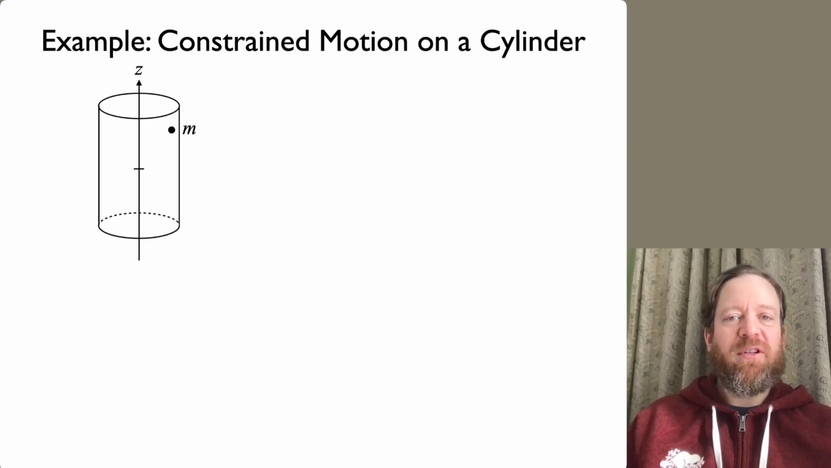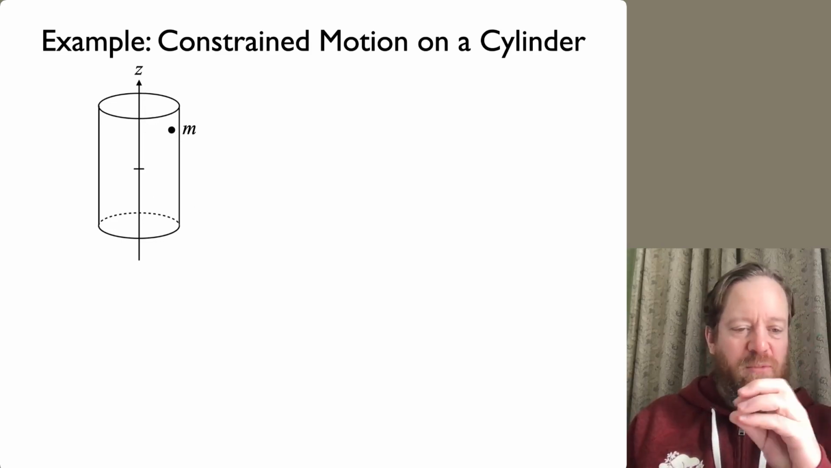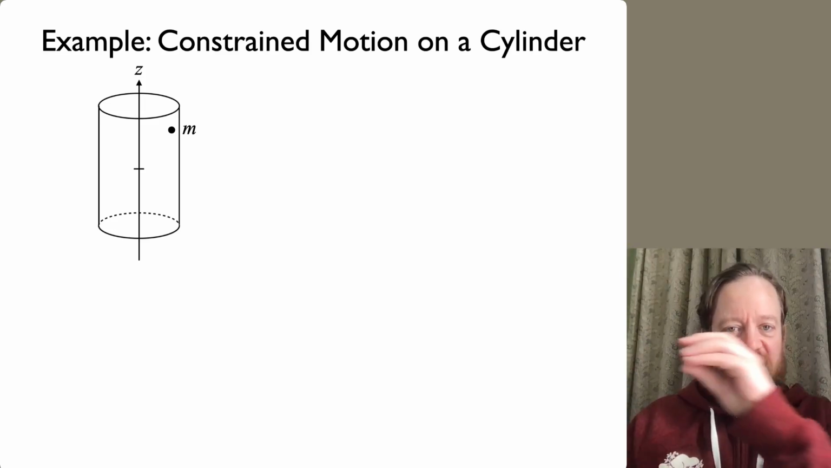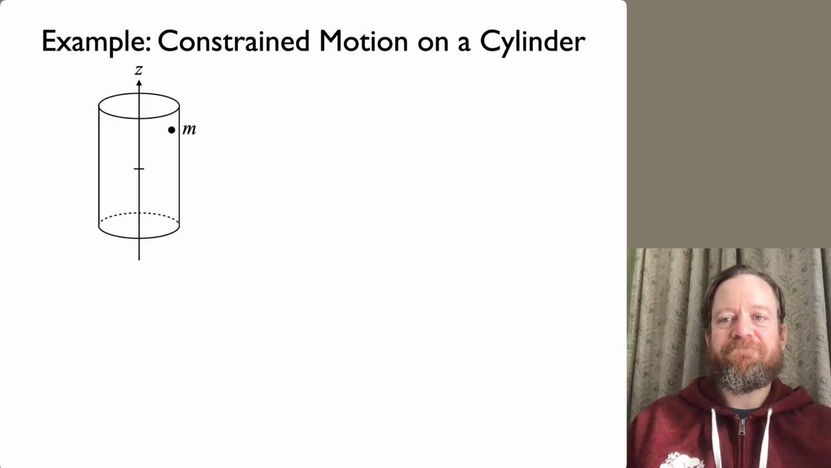The next problem we will look at is constrained motion on a cylinder. So we have our cylinder. It is sitting on this z-axis, and we'll imagine that we have some mass m that's constrained to move on the surface of that cylinder. So it must everywhere move on the surface of it, but it can't come off of the surface of it.